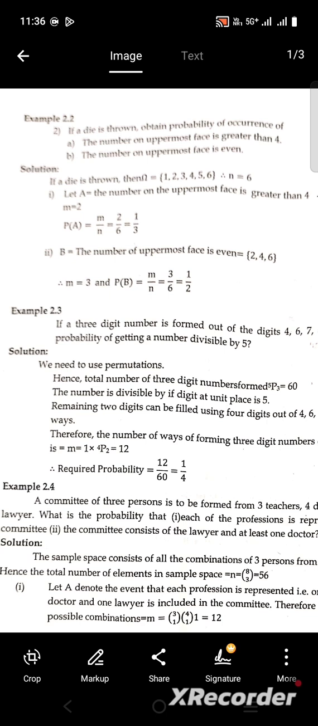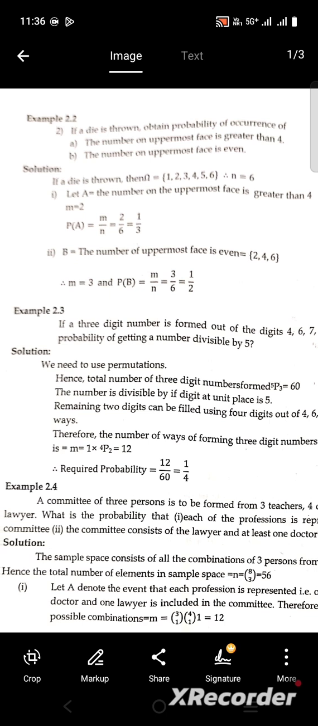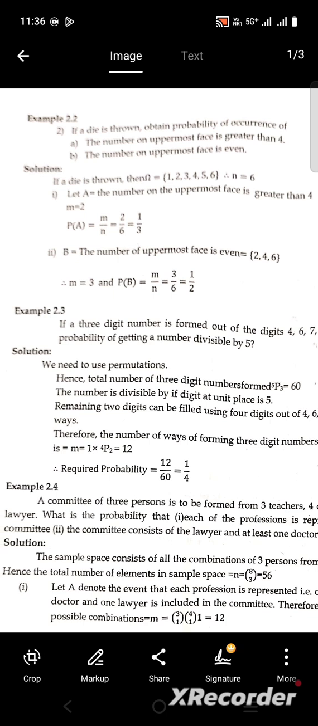We find the probability of A, that is, the probability that the uppermost face is greater than 4. P(A) = m/n, where m is the favorable events divided by n, the total number of sample points, that is 2/6. The favorable events are 2 and the total sample space is 6. 2/6 = 1/3, so the probability that the uppermost face is greater than 4 is 1/3.